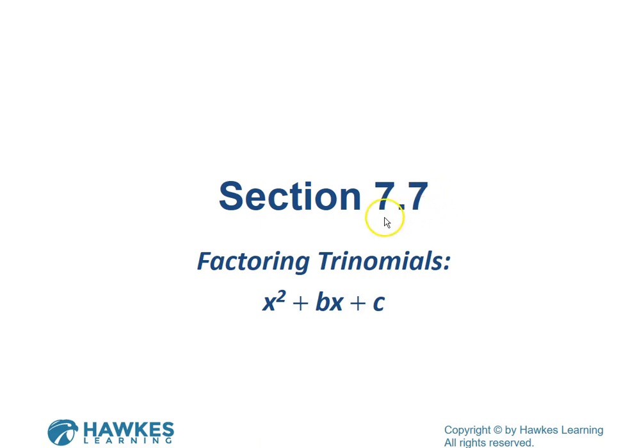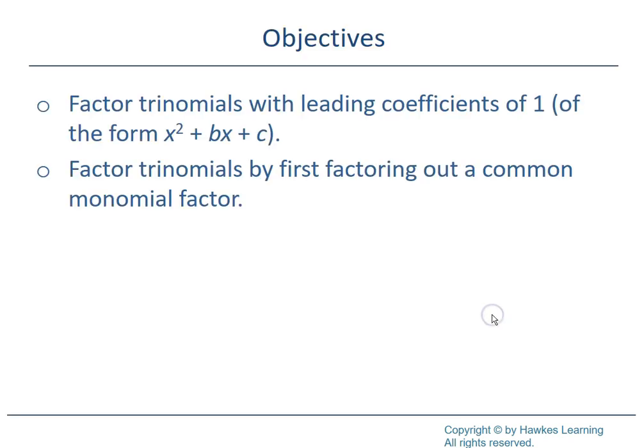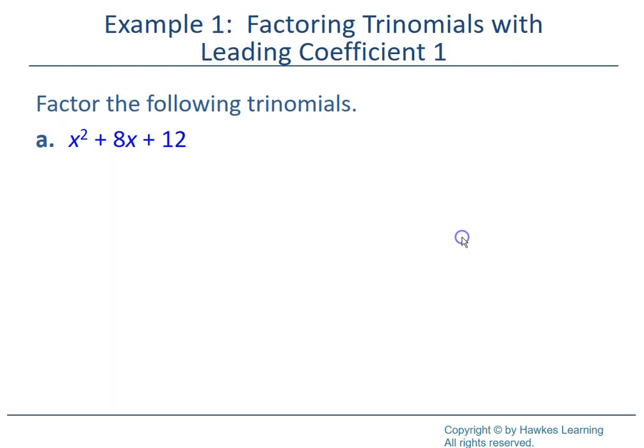Going into section 7 now of chapter 7, factoring trinomials. Now this is the standard form of a quadratic expression, a typical trinomial. What we're going to do here, as our objectives indicate, is to see, when the leading coefficient of this quadratic expression is a 1, what techniques do we use to factor this trinomial into its binomial factors?